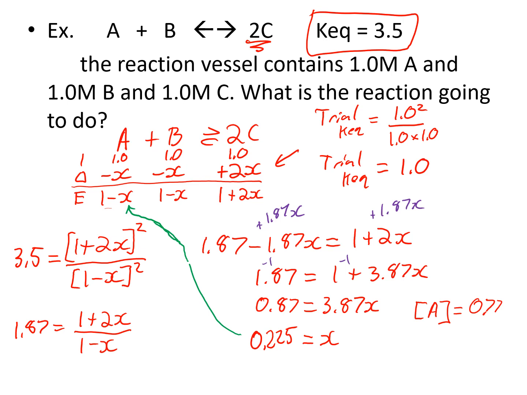Write it a little bit nicer. 0.775 molarity. And B is going to be the same, of course, 0.775 molarity. And then C, the concentration of this is going to be 0.225 times 2, and then 1 is going to be added to it. Or in other words, you're going to be taking this 0.225 and plugging it into that 1 plus 2x equation right there. So 0.225 times 2 equals 0.45 plus 1 equals 1.45.